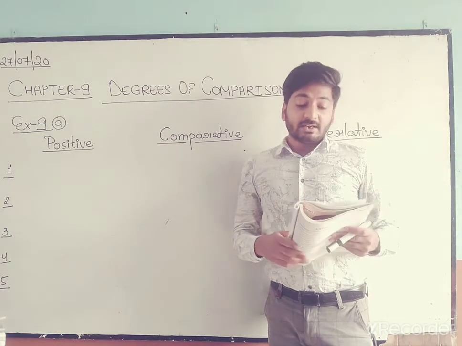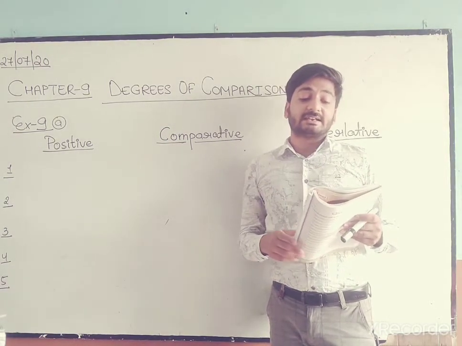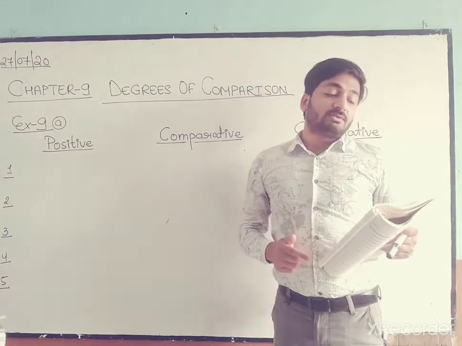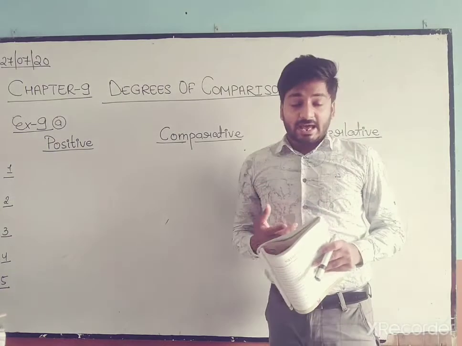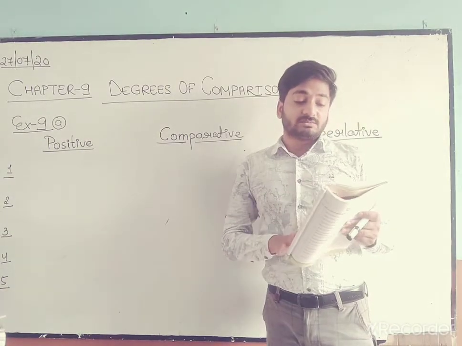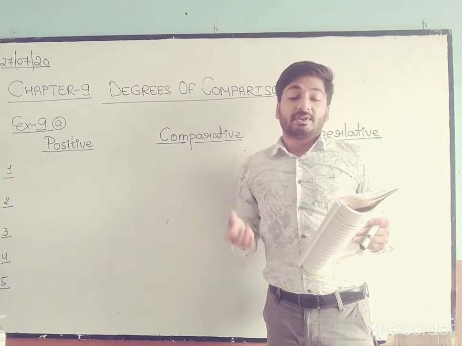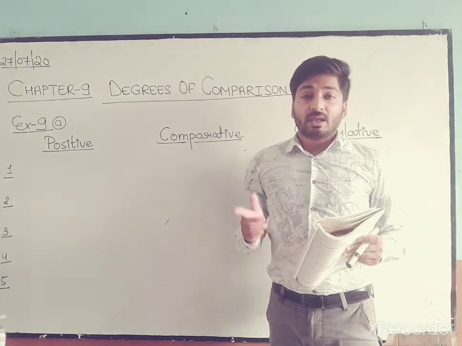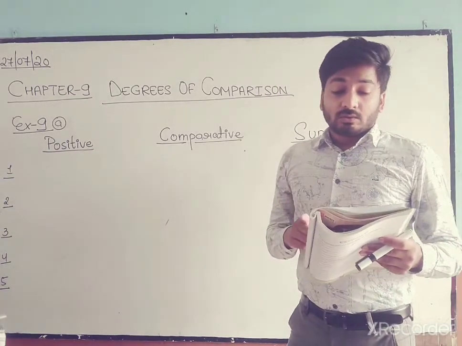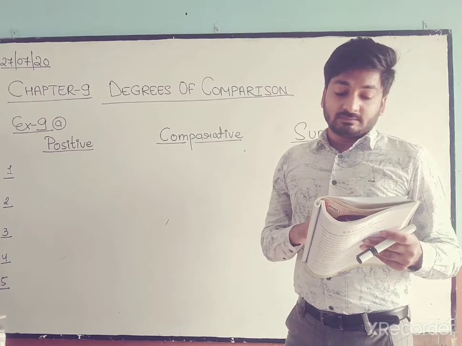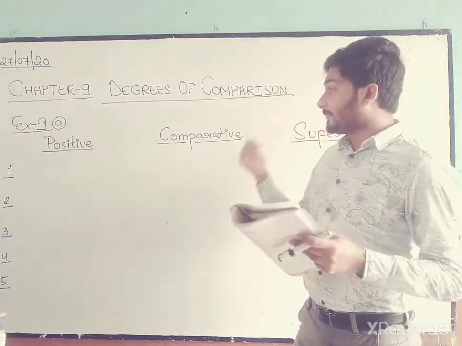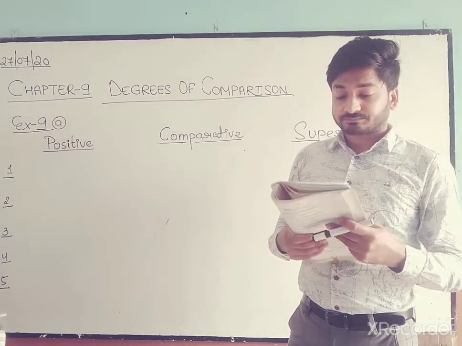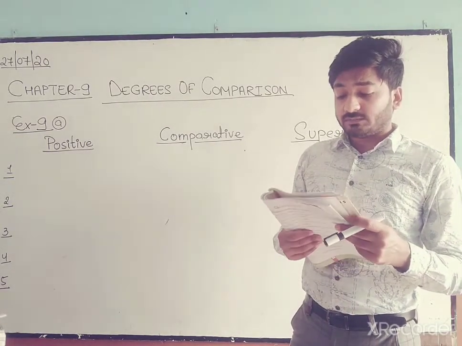On page number 58, there is an exercise 9A. What we have to do in this exercise: complete the following table of degrees. We have given three columns here: positive, comparative, and superlative. Two or one has already been given. We have to write the left one. So let's start with the first one.